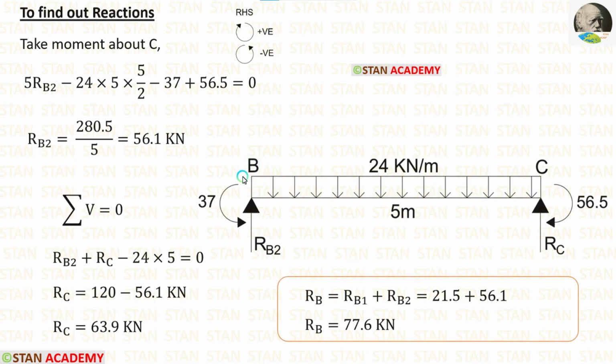We have calculated the reaction in the point B 2 times. Let us add both of the values RB1 and RB2. After adding, we are getting RB, which is equal to 77.6 kN.